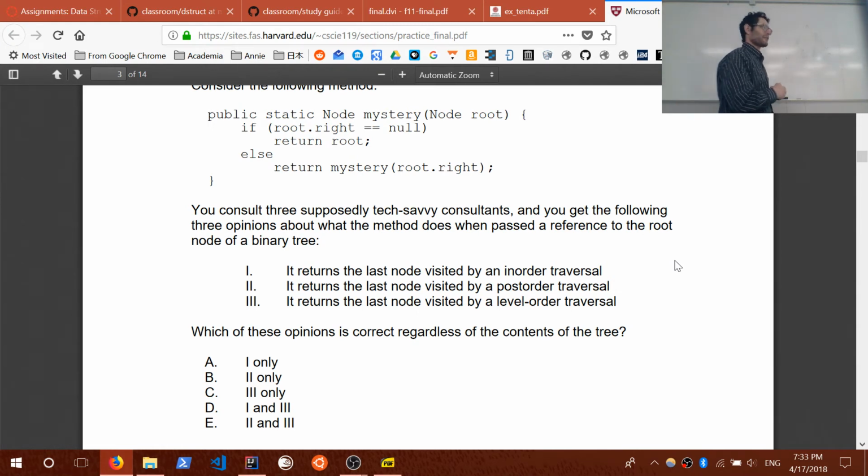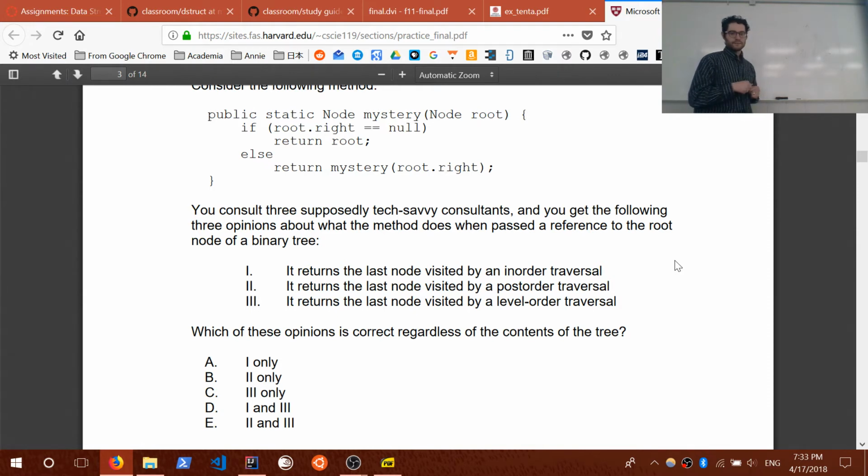Consultant 2 says it's the last node visited by a post-order traversal. Now, post-order traversal is go to the left, go to the right, visit myself, right? Where visit can be interpreted as process. So the root is always going to be the last thing visited. So consultant 2 is dead wrong.